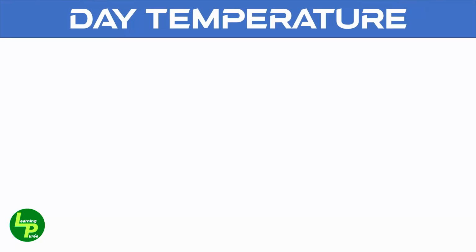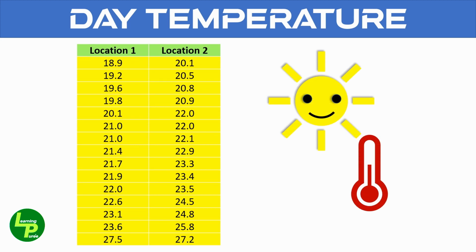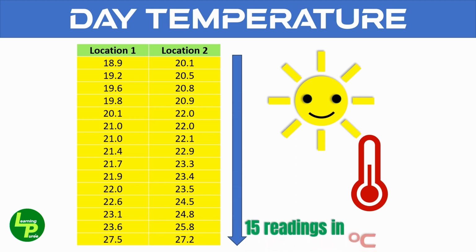Alright, if the concept of two-sample test using t-table is understood, then let us look at this example to understand the two-sample test better. The dataset represents the day temperatures taken over a period through the day in two different locations in the same region. There are 15 readings for each location. The mean temperature, the variance, and the standard deviation for these readings are mentioned as well.